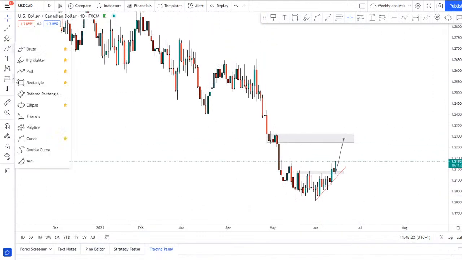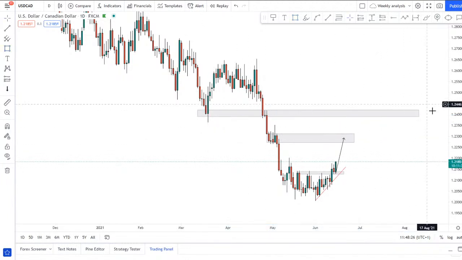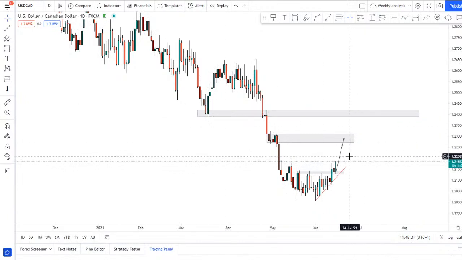If you can break through this area of supply here, I can see us moving into this area here, which is around 1.24. Previous support will now be term resistance there, so that area could see a bit of a bearish reaction from that.